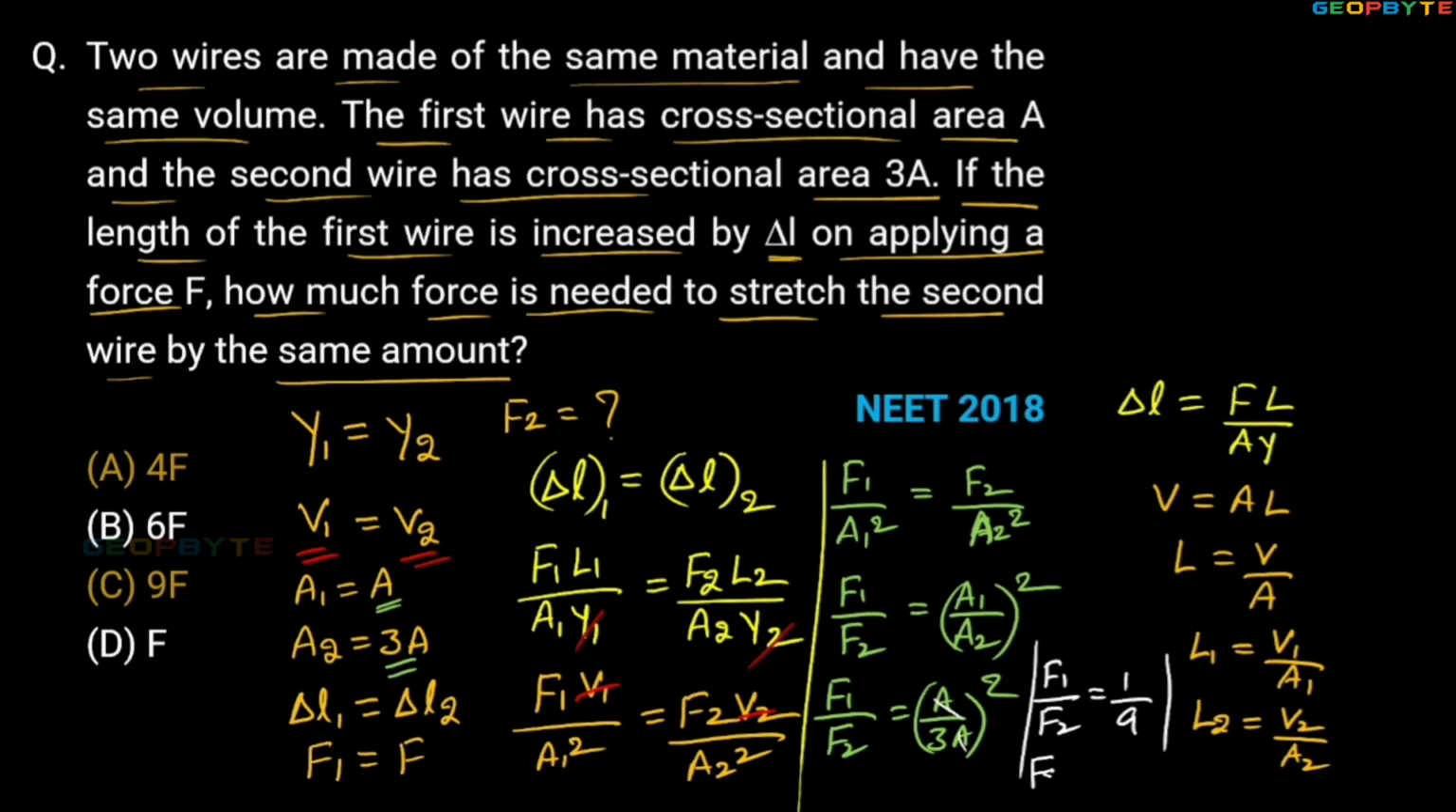From this, I can write that F2 equals 9F1. That means, look at the option. But what is F1 given? F1 is given as F. Therefore, option C is absolutely correct. That much amount of force is required for the second wire. Of course, it is written as 9 into F because F1 equals F. Option C is absolutely correct. Understood clearly? Yes.